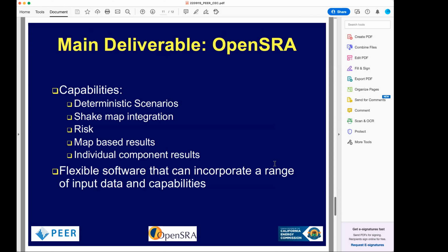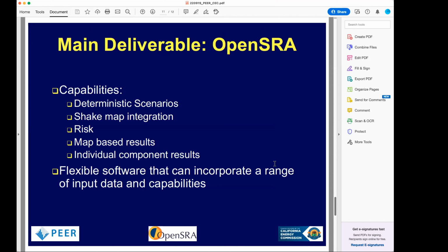OpenSRA, we've built it to be as flexible as possible. You can input your own fragility curves. You can input your own damage models. You can upload shake maps if you would like. You can also input your own faults. You can put that in there if you'd like. You can tweak any of the parameters in there dependent on the type of information that you have at your site and the types of things that you want to test.